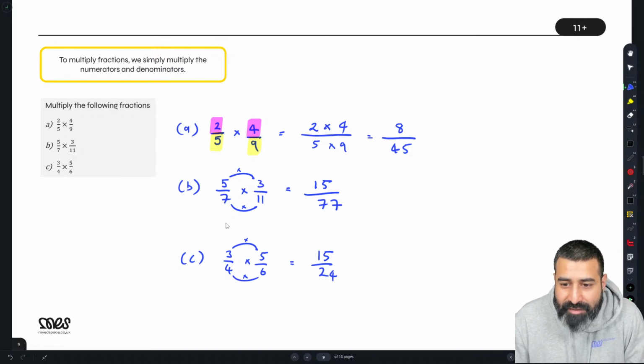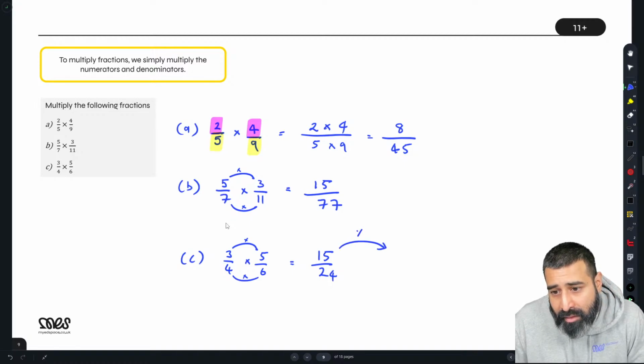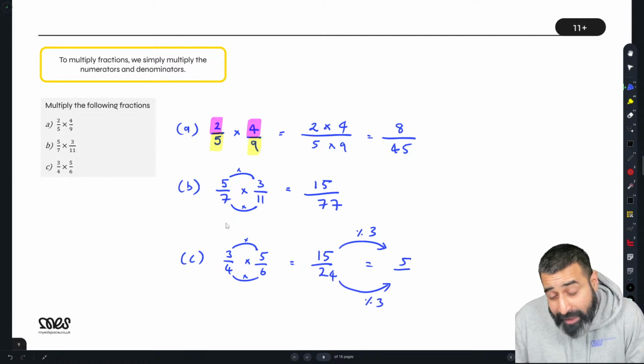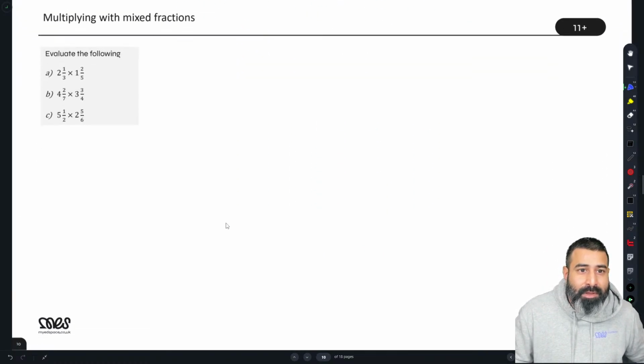Which number goes into 15 and 24? Yeah, I can, because 3 goes into 15 and 3 goes into 24. So 3 goes into 15 5 times, and 3 goes into 24 8 times. So this can be represented as 5 eighths. I can, absolutely. And the job is done.